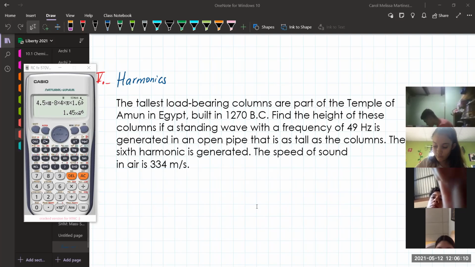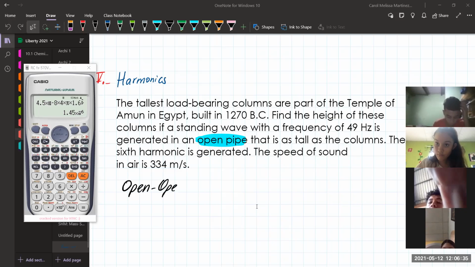So remember that for harmonics, we need the instrument to be specified. So in this case, the problem tells you that we have an open pipe. If it's closed, it's going to tell you it's a closed pipe or an open-closed pipe. But in this case, the problem tells you that it is an open pipe.